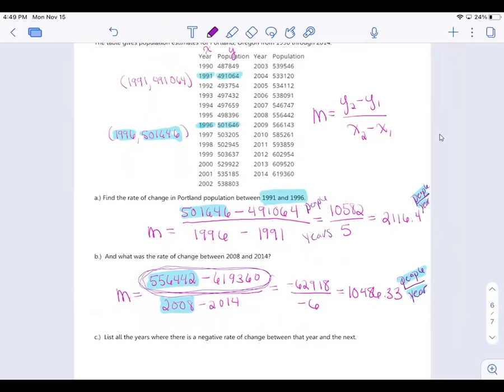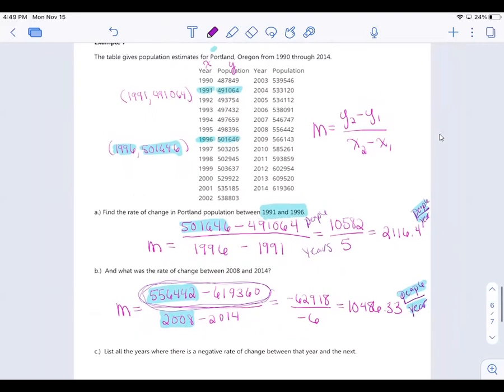So now the last one says, list all the years where there is a negative rate of change. What that means is if I look at 1990 to 1991, would you say your population went up or down? Up, right? Okay, cool. Keep looking. It's still going up. That went up, yep. Did that go up? Yep. That went up. What about from here to here?